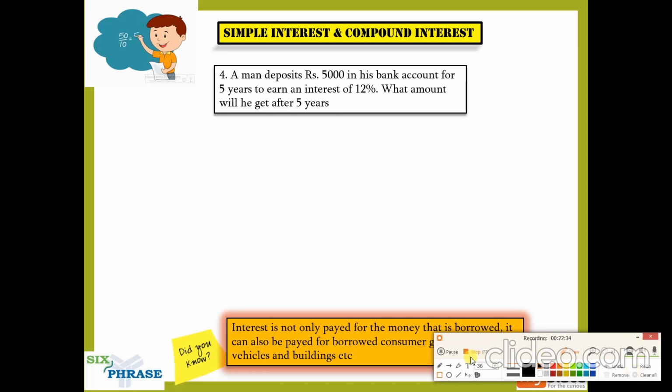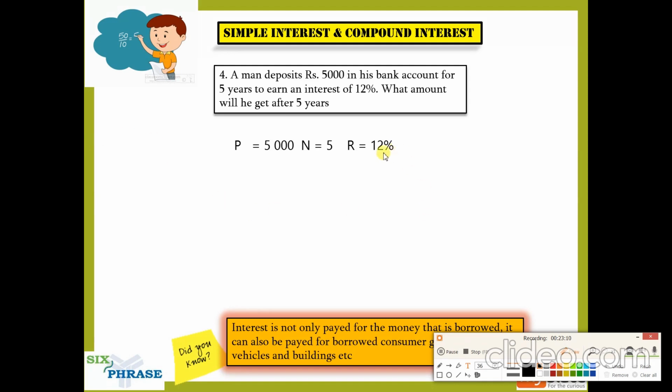So again, principal, the initial sum involved in any transaction, is the principal, right? So here the initial sum involved is 5,000. What is the n? N value is equal to 5 years. R value will be equal to 12%. So with P, N, R, you have to find the amount, guys. Just find the interest and then add it to the principal. That is how simple it is.